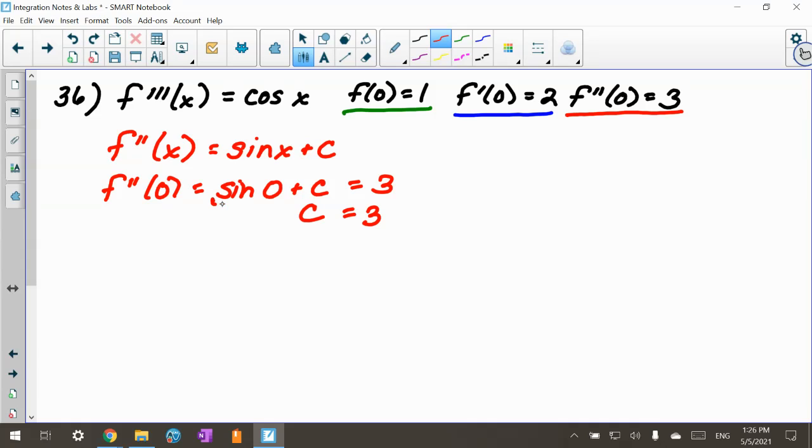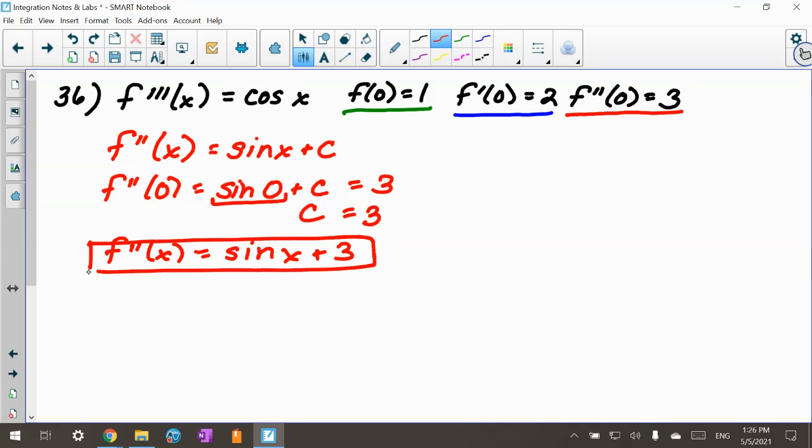It's kind of nice that you know that. You can put it in your calculator. Make sure you're in radians if you do, or if you do it in degrees, you have to convert it. So I know that f double prime of x now is sine of x plus 3.